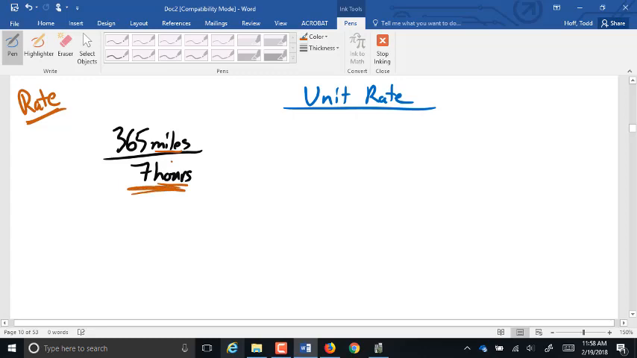And a unit rate, just like the unit ratio, has that second number become a 1 or a single unit. Now, it doesn't mean we have to get rid of the hours, we just have to get rid of the 7. So what we do is we divide by the numerical value in that second number. It's the 7. Now, just like with a fraction, I have to divide the other number by the same thing. So 7 hours divided by 7 is just 1 hour. 365 miles divided by 7 is 52.142857, I believe, miles.